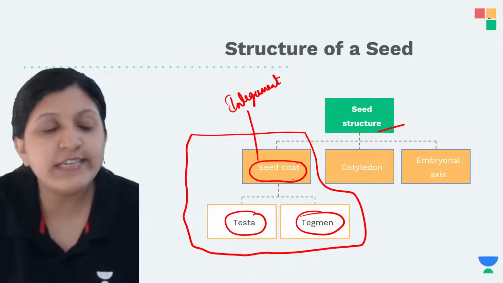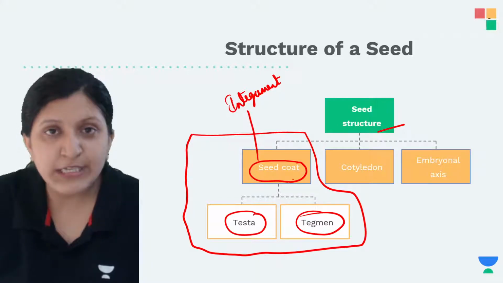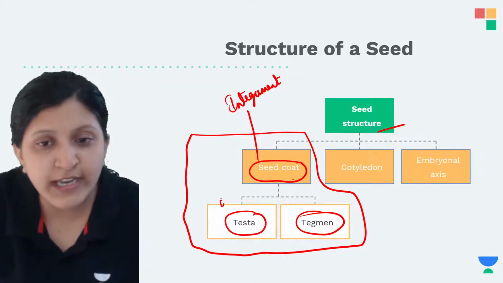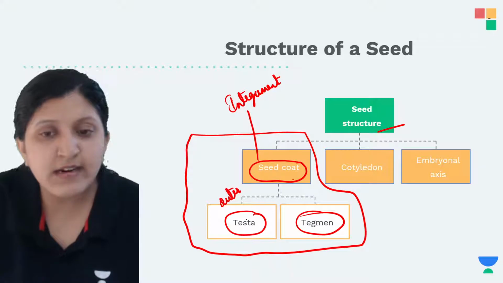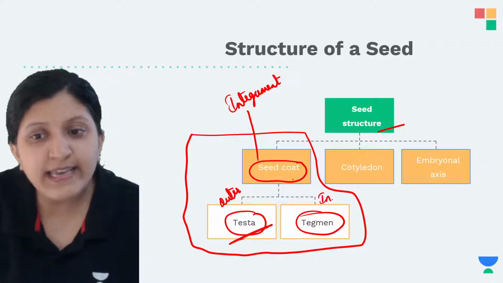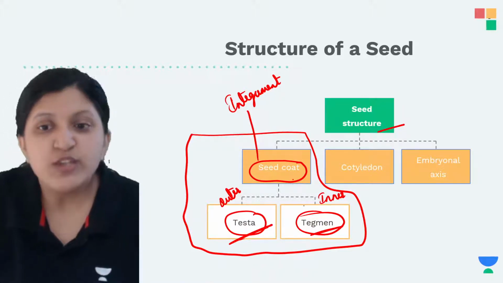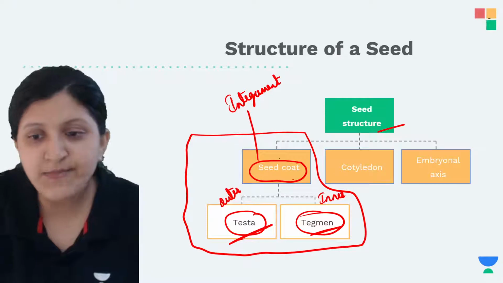Now, the seed coat. If you know what the integument is, I'll draw it and explain. These integuments are the ones which turn into the seed coat. The outer integument turns into what we call the testa, and the inner integument is called the tegmen. Let's see what exactly this is. I'll draw the structure of the ovule that is there in the ovary, and then I can explain this to you.